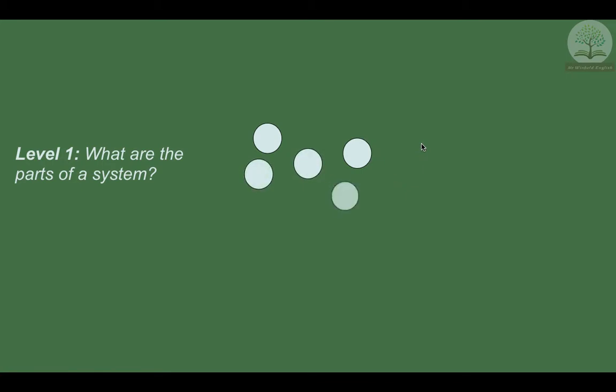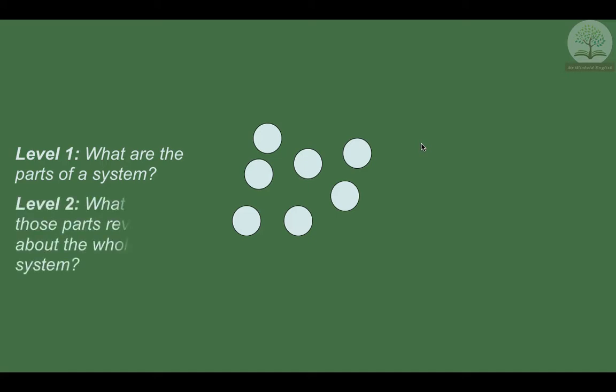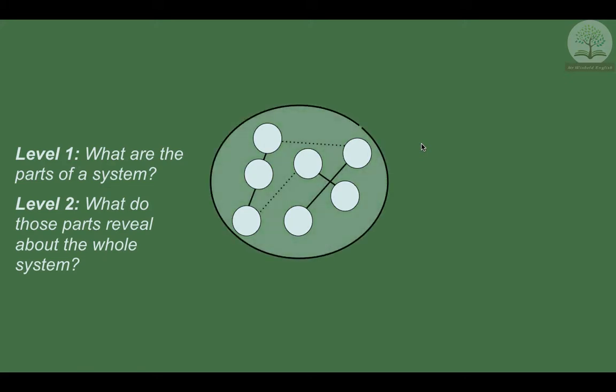At level 1, we think about what are the parts of a system. So in literature, these could be rhetorical or literary devices, specific uses of language. Next, level 2, we think what do these parts reveal about the whole? How do they connect together to give us a better understanding of the system as a whole? So this could be what do the literary devices tell us about a character? What do the language choices do about tone? All these sort of things.